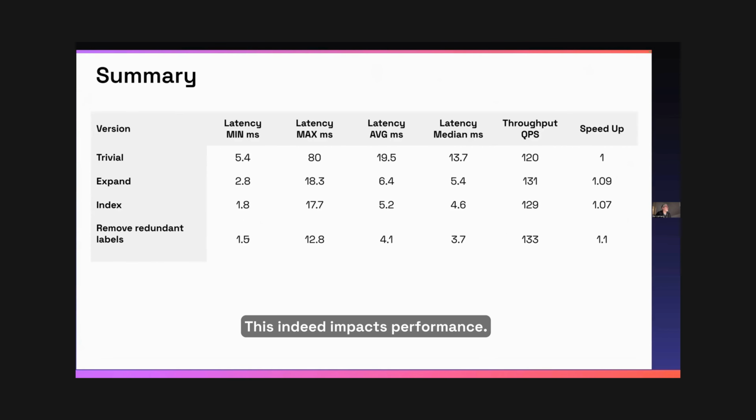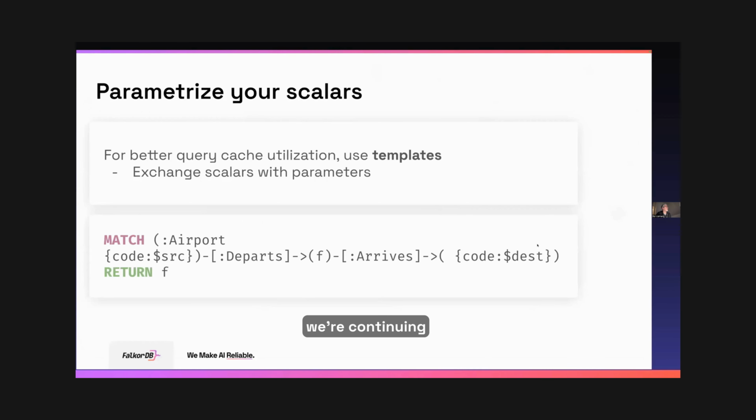This indeed impacts performance. Max latency dropped by 5 milliseconds. Average latency dropped by 1 millisecond. Throughput increased. And we're continuing on. This change says that whenever you're introducing scalars to a query, like the term Salt Lake City or Washington, D.C., these should be introduced in the form of parameters. Usually, you need to think about your query as a template, which can be reused over and over again, just under a different set of parameters.